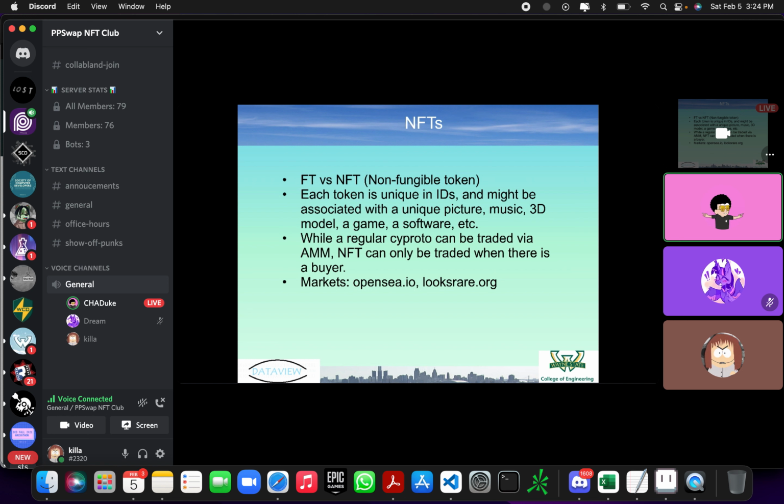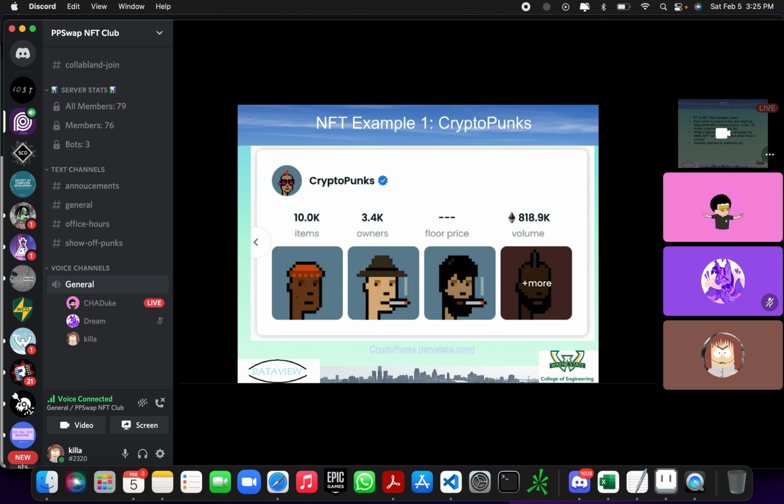And here we have two examples of NFT markets: OpenSea.io, which is the one I'm using right now, and then a second one just coming up called LooksRare, probably a very promising one as well. The second one is more community driven. The first one is more driven by a company.